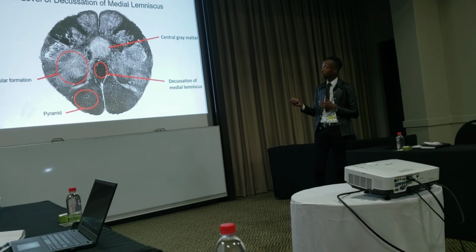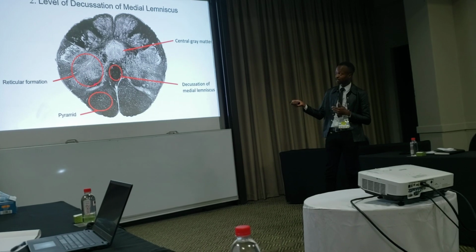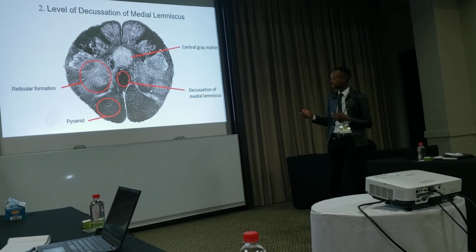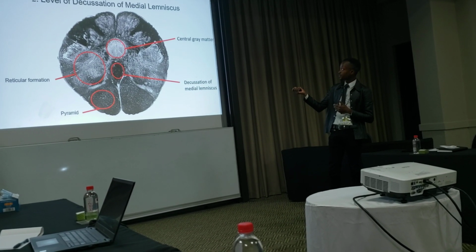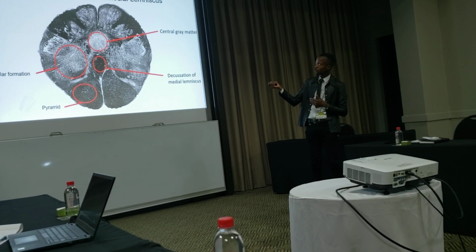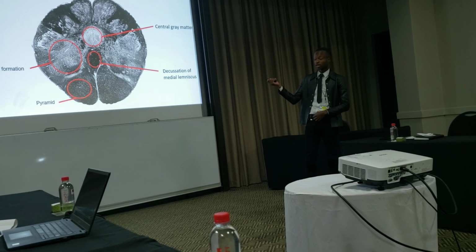Meaning to say that when we have lesions in the medulla, then you can tell that this is a bit lateral. We're going to have problems with the nucleus ambiguus. Then in this region here we have the central gray matter. It's a bit more medial, and that's where we're going to have the dorsal nucleus of the vagus as well as the hypoglossal nucleus.